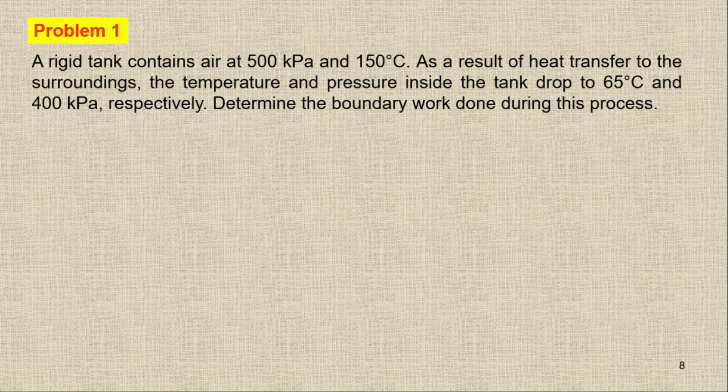Now, we are going to solve some problems for this moving boundary work. The first one is, a rigid tank contains air at 500 kilopascal and 150 degrees Celsius. As a result of heat transfer to the surroundings, so heat is going out. The temperature and the pressure inside the tank drop to 65 degrees Celsius and 400 kilopascal. So temperature and pressure are decreased respectively. Determine the boundary work during this process.